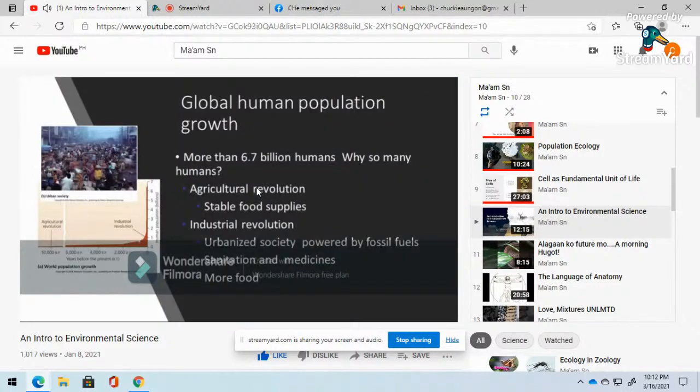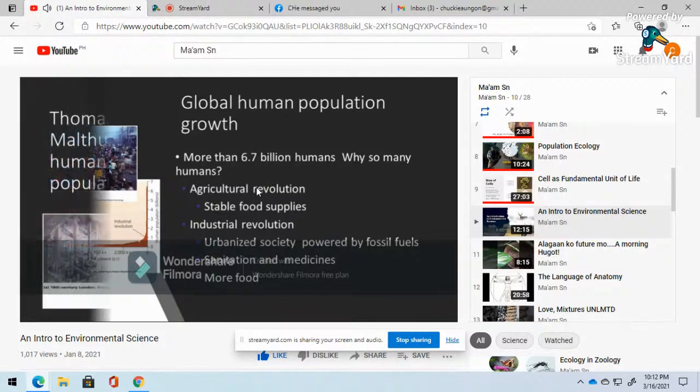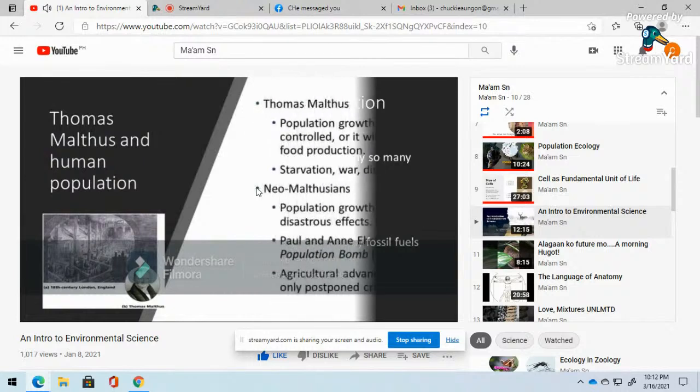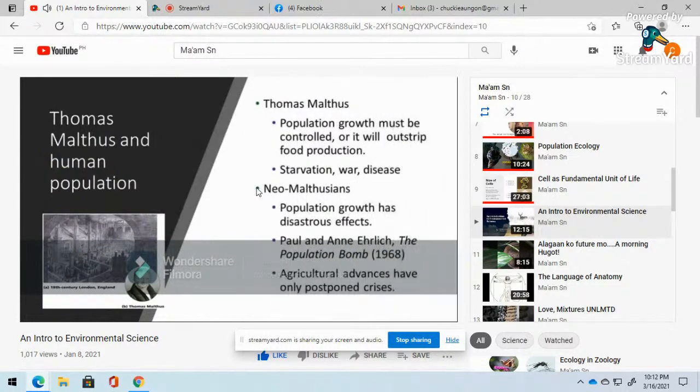The world population is increasing, more than 6.7 billion humans. And why so many humans? Thomas Malthus said population growth must be controlled or it will outstrip food production. This also may lead to starvation, war, and disease. Population growth has disastrous effects, based on the neo-Malthusians.